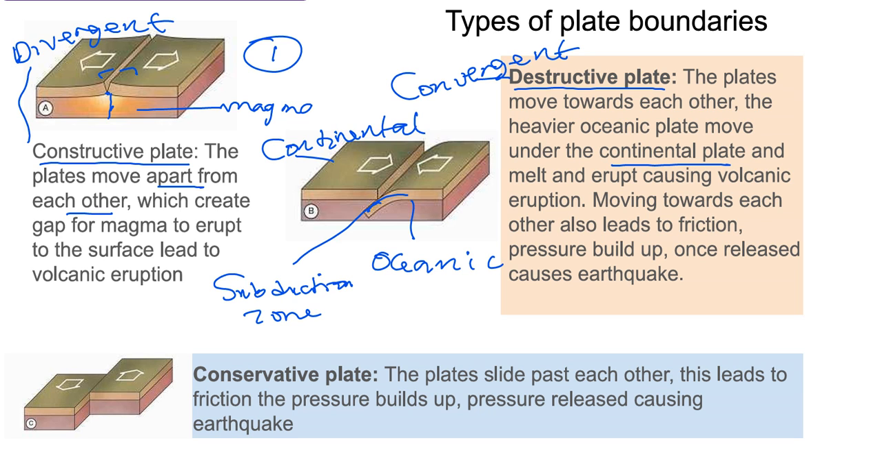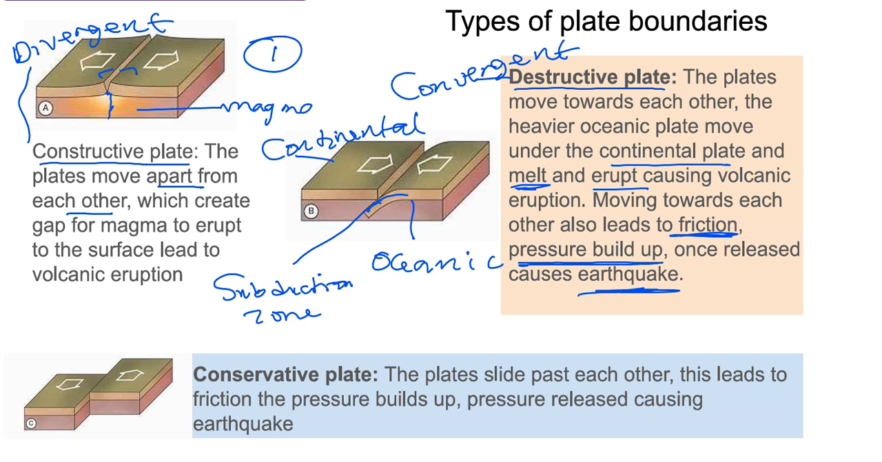So it moves under, and as it moves under, it moves into the mantle. So it will now melt and erupt, causing volcanic eruption. Also, moving towards each other at this point will lead to friction because both of the plates will be rubbing each other. And that friction will lead to a buildup of pressure. Then once the pressure is released, it causes an earthquake. So within a destructive plate boundary, you can have both earthquakes and volcanoes.